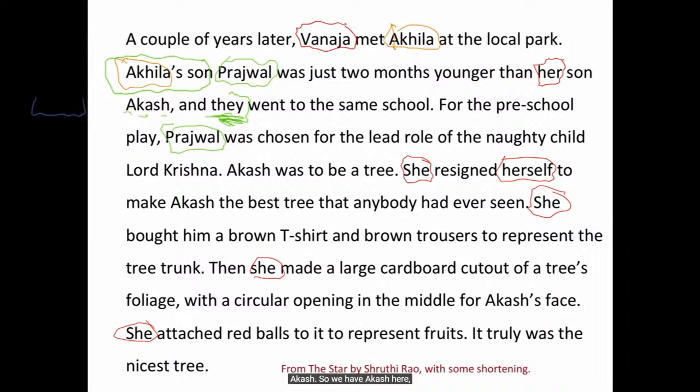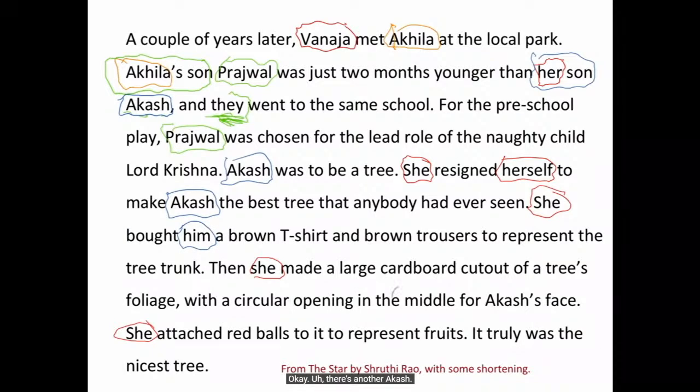Akash. So we have Akash here, and then again we have "her son" referring to Akash. And here was Akash. Okay, what other mentions of Akash are there? Okay, so there's another Akash here. "Bought him." Okay. There's another Akash. Okay. Here, okay, so those are the obvious Akashes.